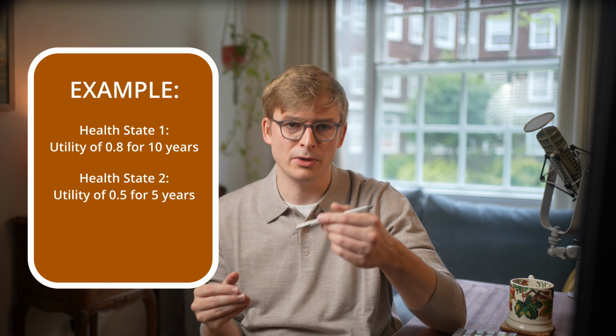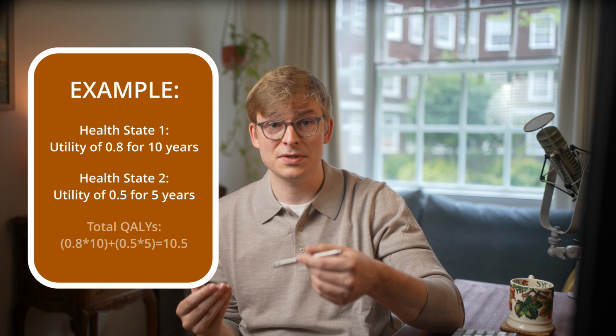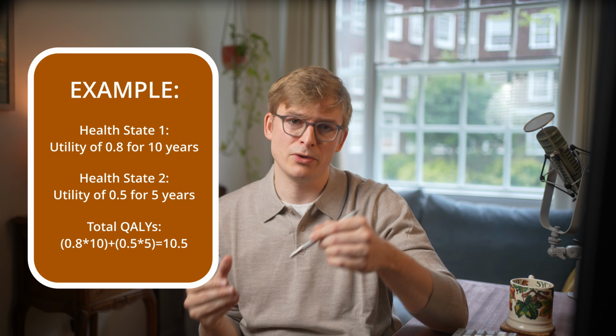Instead of looking at QALYs visually, we can also do this numerically. So for example, if someone experiences a health state with a utility of 0.8 for 10 years, and then a health state with a utility of 0.5 for 5 years, and then dies, their aggregated QALYs will be 0.8 times 10 plus 0.5 times 5, which equals 10.5 QALYs.